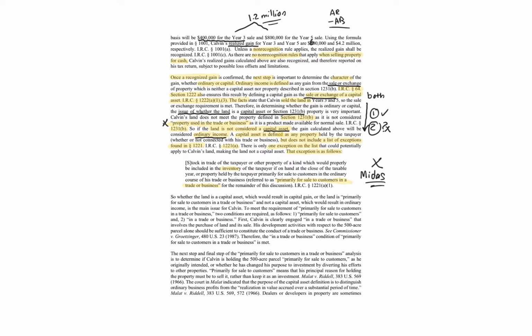So, whether the land is a capital asset, which results in capital gain. If we determine that the land is a capital asset, which specifically means that it's not considered primarily for sale to customers in a trade or business, because remember, the definition of capital asset is any asset other than the exceptions, and one of the exceptions deals with primarily for sale to customers in a trade or business. So we're trying to establish that if it is, then it's not a capital asset, it'll be ordinary.